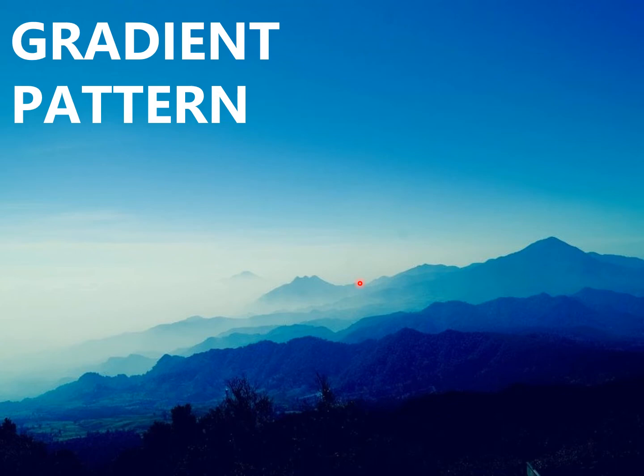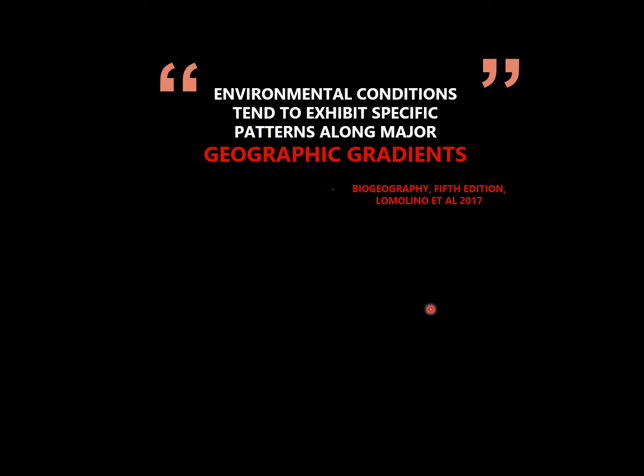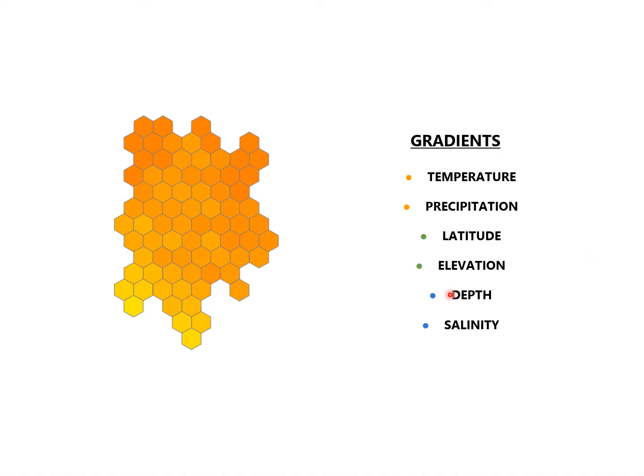Another pattern is the gradient pattern. And this is a really common one. There's all sorts of gradients. What we're talking about here is that environmental conditions tend to exhibit specific patterns along major geographic gradients. And if you're not sure what a geographic gradient is, it could be temperature, precipitation, latitude, elevation, depth, salinity. These are sort of physical, these are geographical, and these ones would be aquatic.